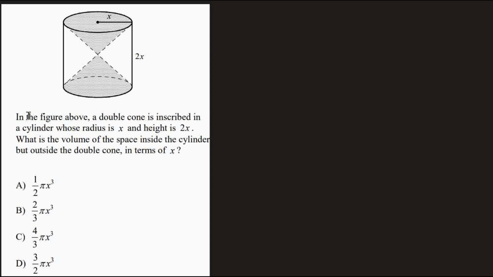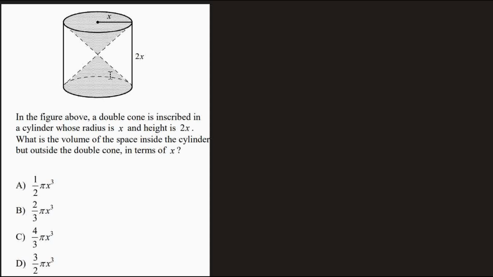Given a cylinder in the figure above, a double cone is inscribed in a cylinder whose radius is x and height is 2x. What is the volume of the space inside the cylinder but outside the double cone? It means this white area in terms of x. So of course we have to count the volume of the cylinder minus the volume of two cones.